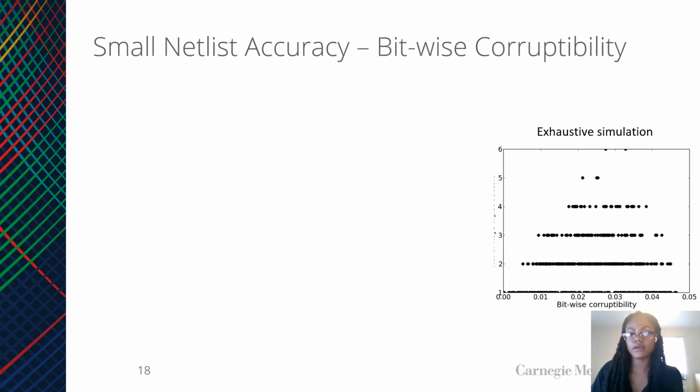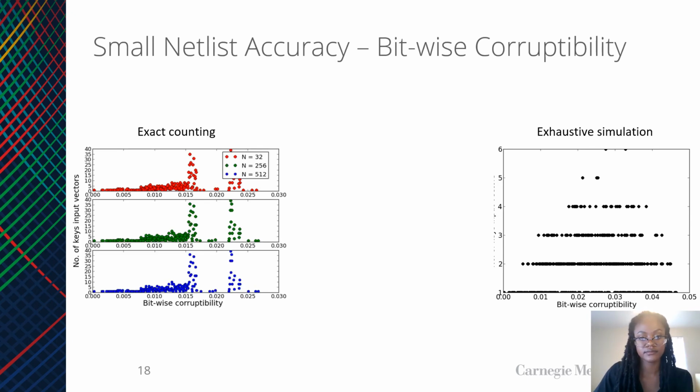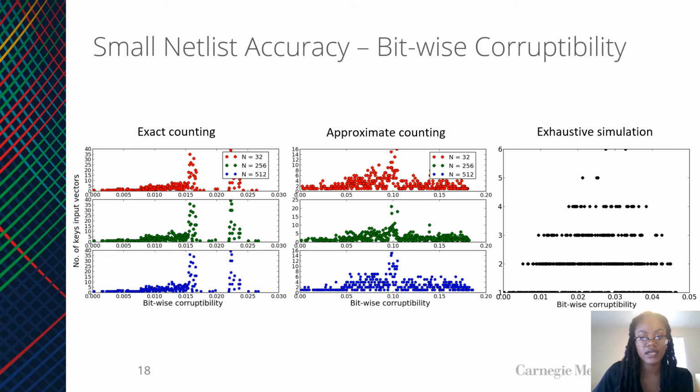So now we have the bitwise corruptibility distribution for the same circuit, EX5, locked with 10 key bits. So first we have the exact counting distributions as n increases from 32 to 512, and then also the approximate counting distributions. So as n increases, the distributions do converge more towards the exhaustive simulation distribution. However, in comparison to vector corruptibility, there is a higher level of error, which I will discuss on the next slide.